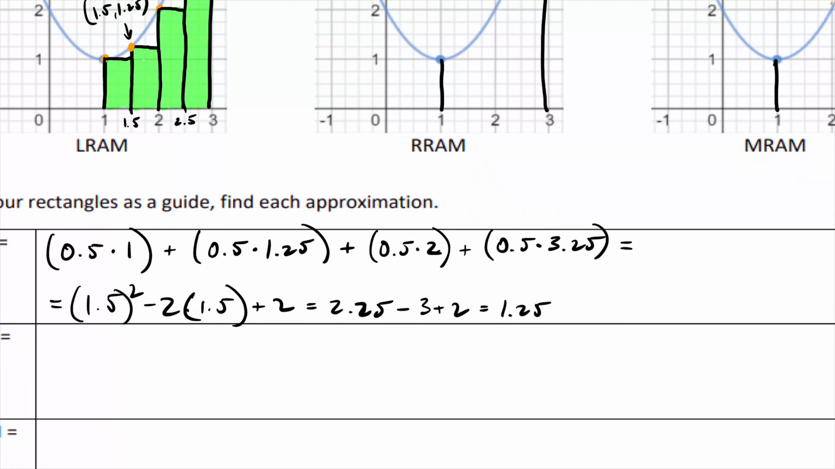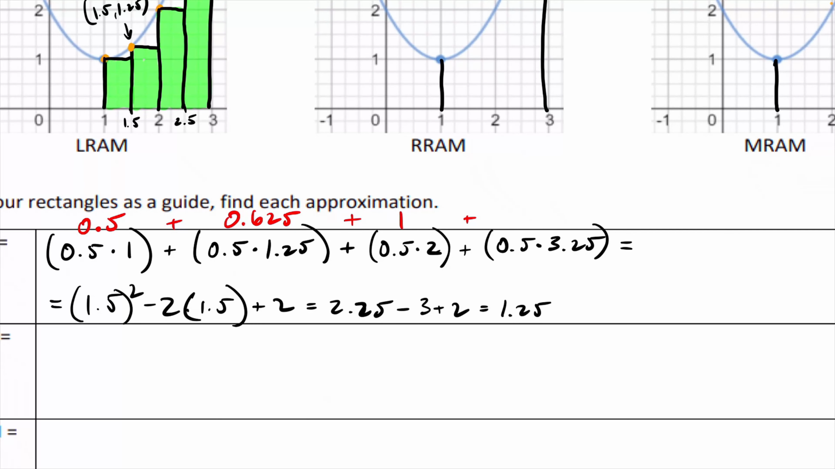Okay. 1, 2, 3, 4 rectangles. So the first rectangle, 1 times 0.5, you're going to get 0.5, plus. The next one is half. In other words, these are all just multiplying by half, right? So what is half of 1.25? 0.625. The next one is half of 2. And the last one is half of 3.25.